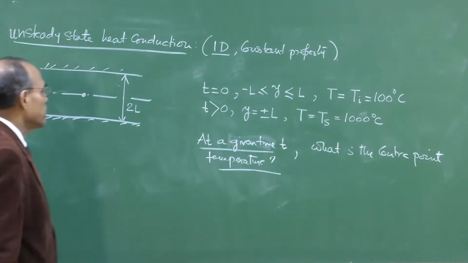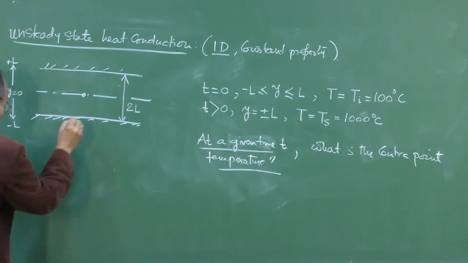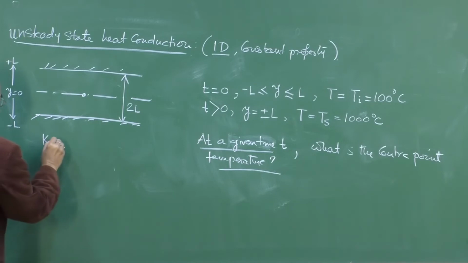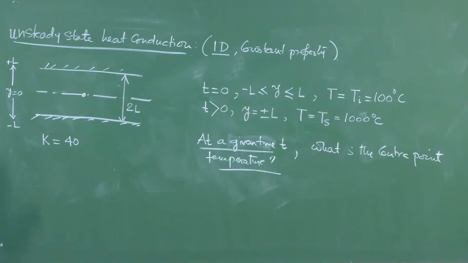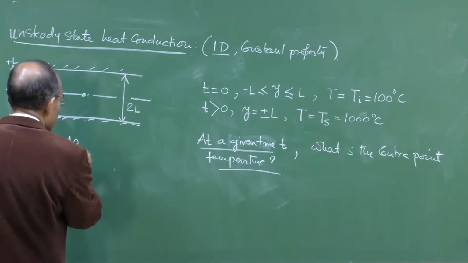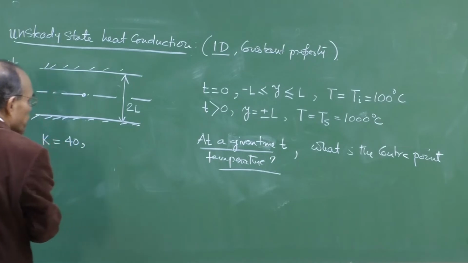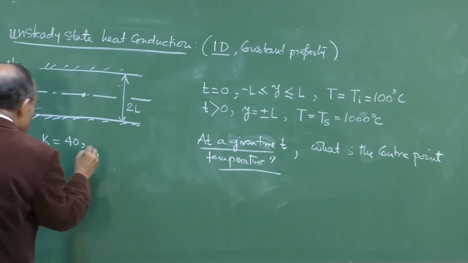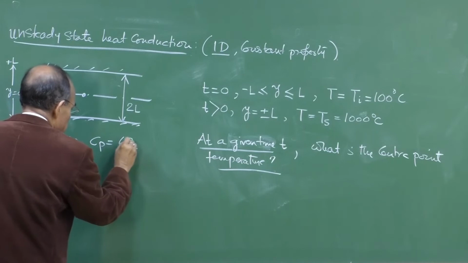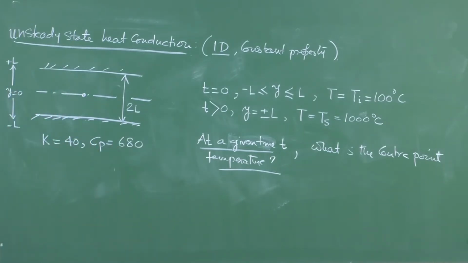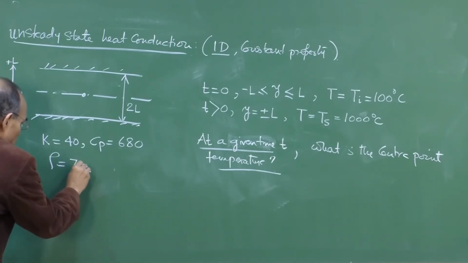That is the task. We are given that the thermal conductivity of the material is 40, and then we are given that the specific heat of the material is 680. When I do not write the units, I mean that they are all in SI units. Okay? And the density of steel is also given.